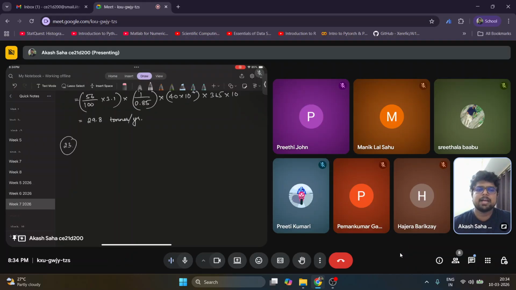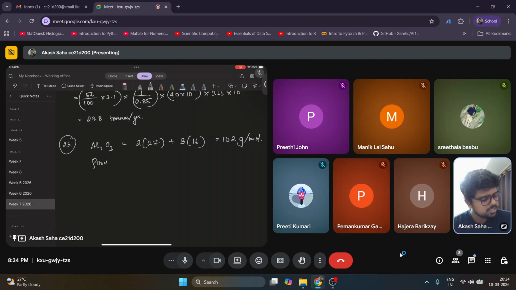Suppose it is given in the form of Al2O3. So what is the molar mass of Al2O3? It is 2 into 27 plus 3 into 16, so it is 102 gram per mole. The first question: what is the molarity of Al3+ in the stock solution? What is the density of the stock solution? Density was given as 1.32 kg per liter.